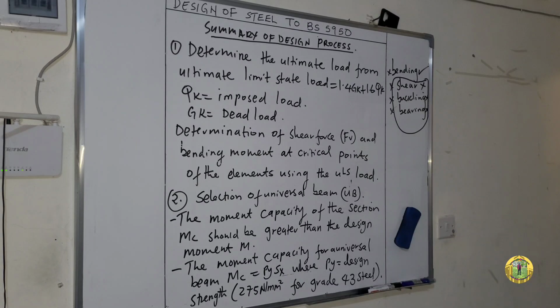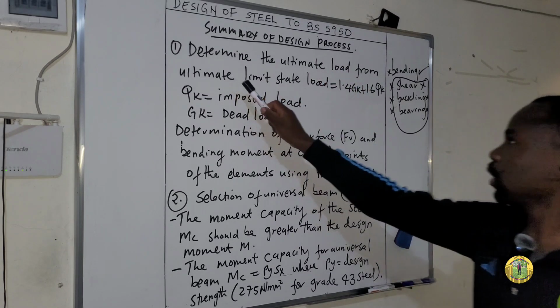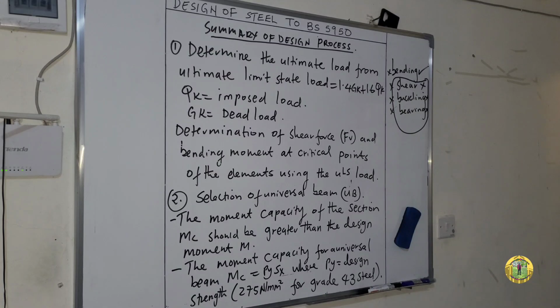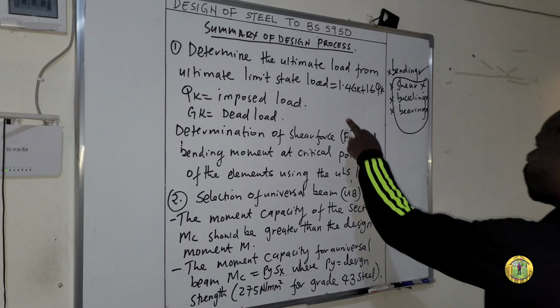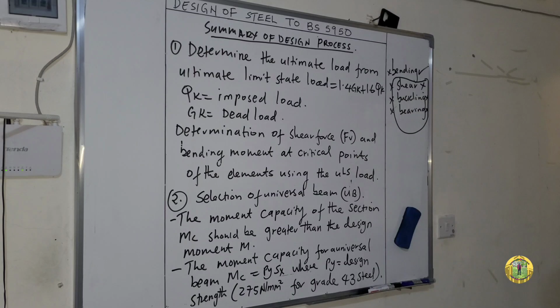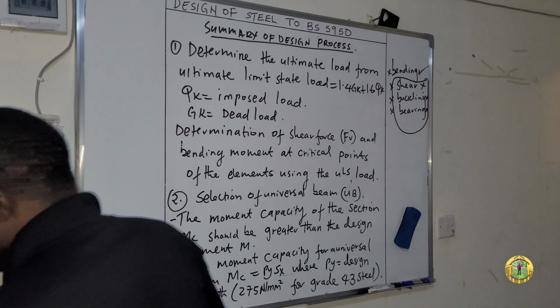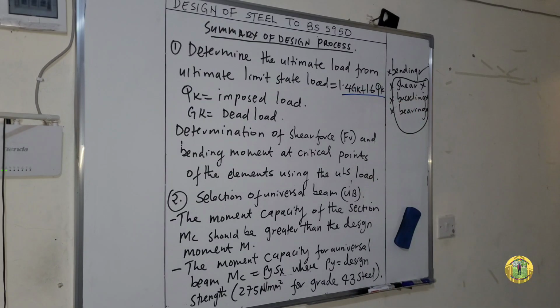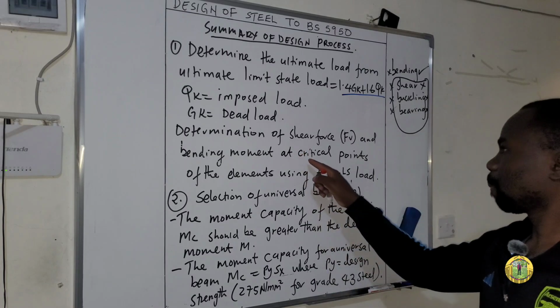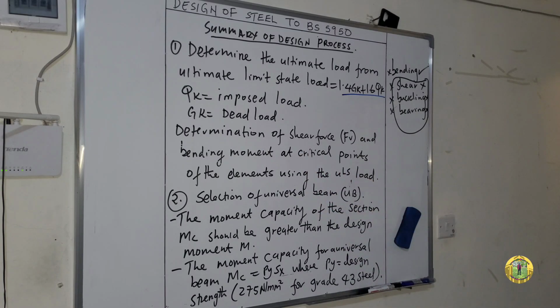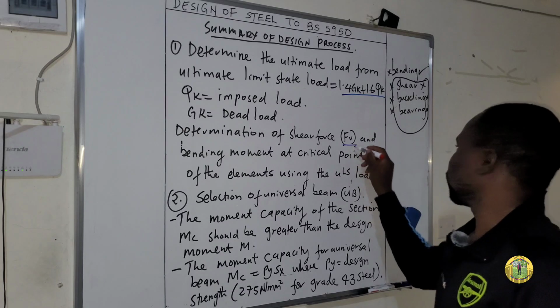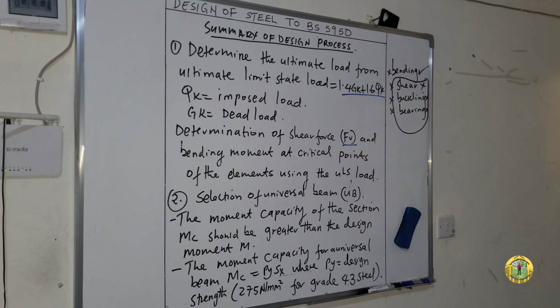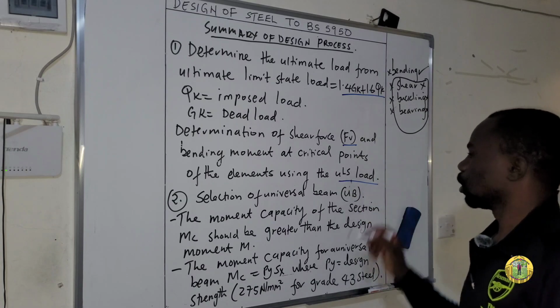So we begin. Summary of the design process. Number 1, determine the ultimate load from the ultimate limit state load, which is given by this formula: 1.4 GK plus 1.6 QK, whereby QK is equal to imposed load and GK is equal to dead load. Then determination of shear force, which is Fv, and bending moment at critical points of the element using the ultimate limit state load.